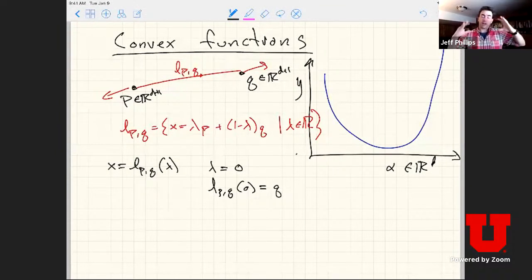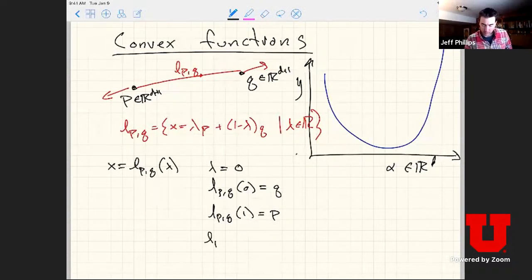And so again, P and Q are points in high dimensional space, or they're vectors. Lambda and 1 minus lambda, these are scalars. So I'm scaling all the points. So when lambda is 0, I multiply the P vector by 0, and 1 minus lambda just becomes 1. So I just recover Q. If I do LPQ of 1, I'm going to get P by a similar argument.